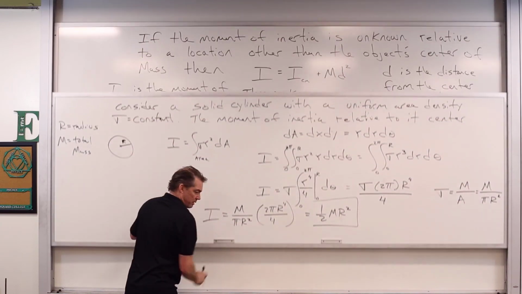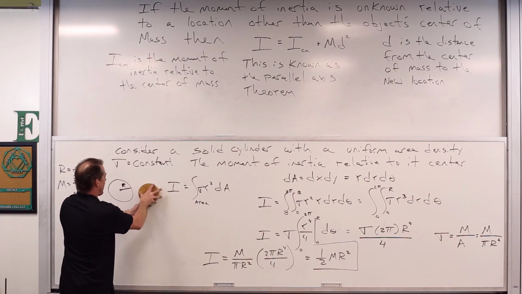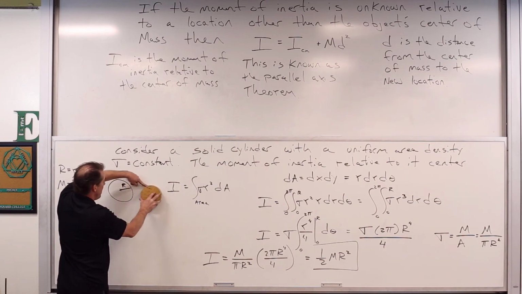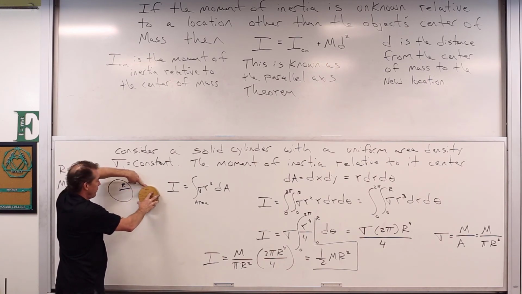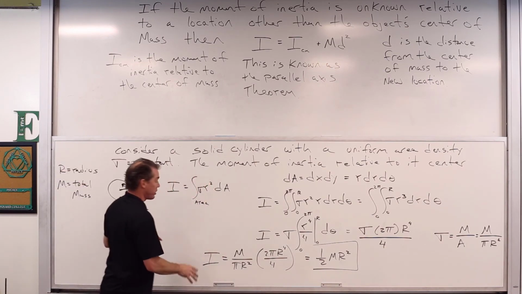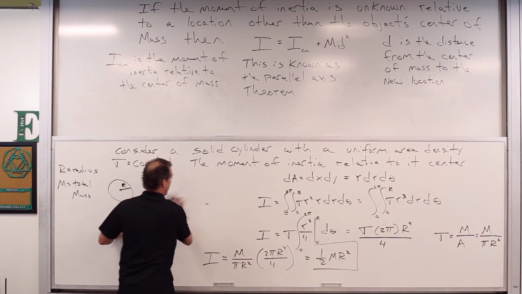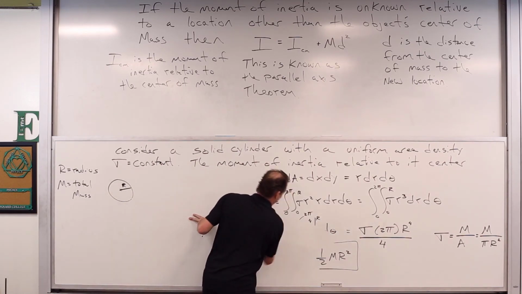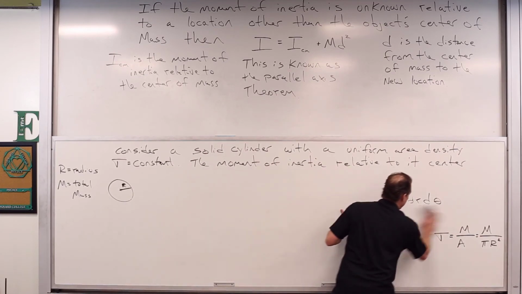So for instance, what happens if I take a mass like this and say, I'm not going to rotate it about its center, I'm going to rotate it about its outer edge like this. Well, what's the moment of inertia relative to the edge of the object? It's a much different mass distribution than that relative to its center. We can agree with that.